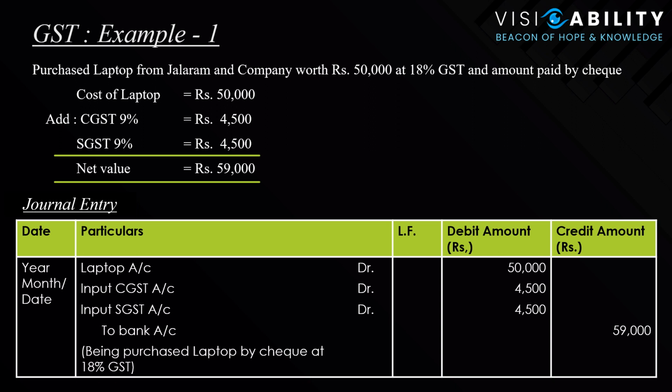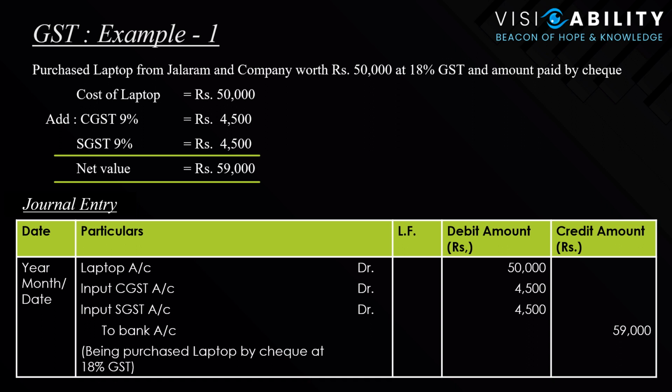Now what about this GST? Is it an income for us? Definitely no, it's our expense. In that case, when it is our expense and we know that it is a nominal account, it is obviously going to be debited. So the basic price of the laptop, 50,000, is going to be debited. The input CGST is going to be 4,500. Input SGST is again 4,500. This sums up to 59,000.